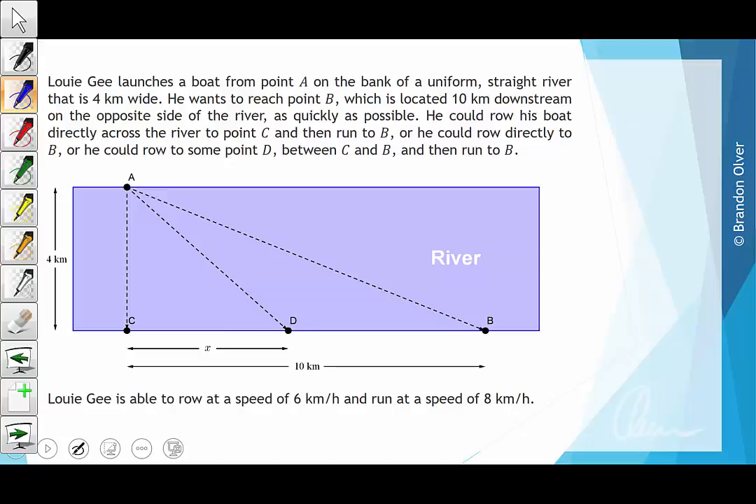He could also row to some point D, which is between C and B, and then run the remaining distance to B. We know that Luigi is able to row at a speed of 6 kilometres an hour and run at a speed of 8 kilometres an hour.